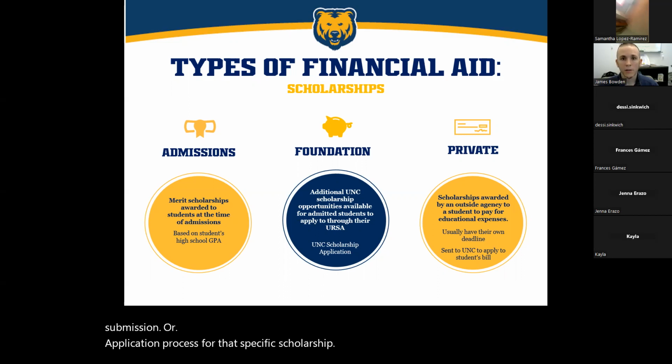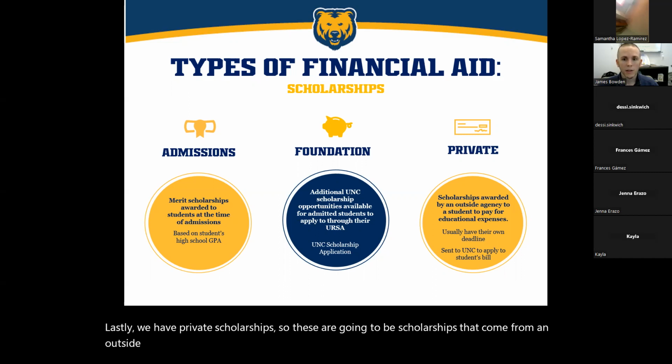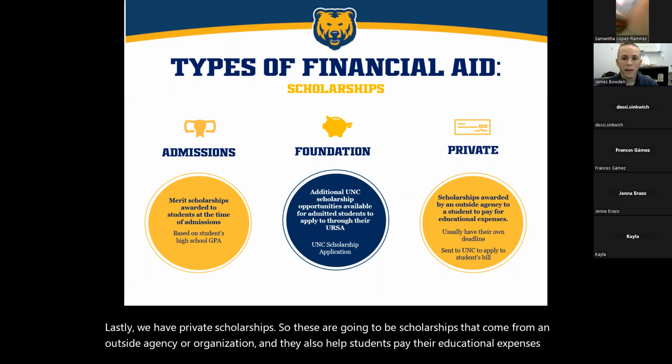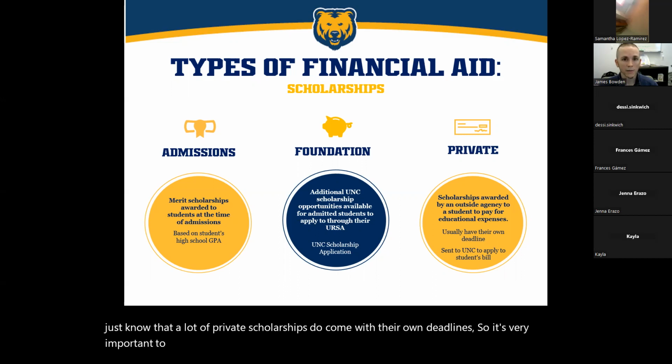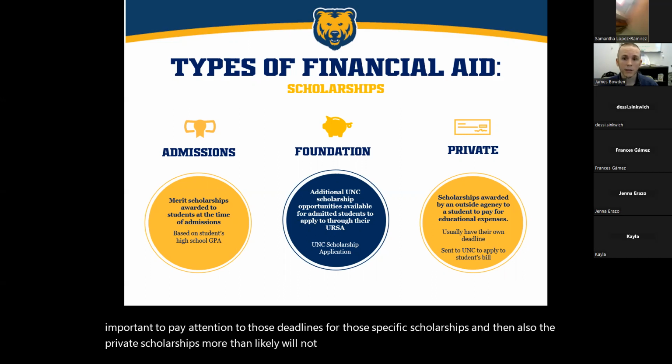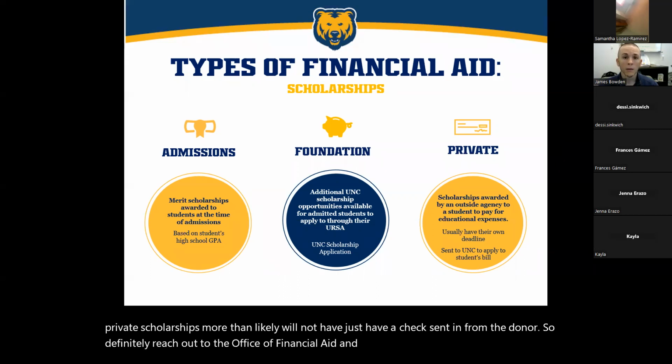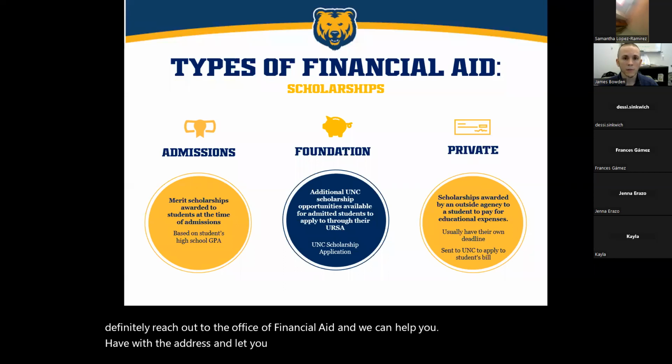Lastly, we have private scholarships. These are going to be scholarships that come from an outside agency or organization, and they also help students pay their educational expenses. Just know that a lot of private scholarships do come with their own deadlines, so it's very important to pay attention to those deadlines for those specific scholarships. And then also the private scholarships more than likely will just have a check sent in from the donor. So definitely reach out to the Office of Financial Aid, and we can help you with the address and let you know where that check needs to be sent, and possibly what the setup on it may need to be and the guidelines.